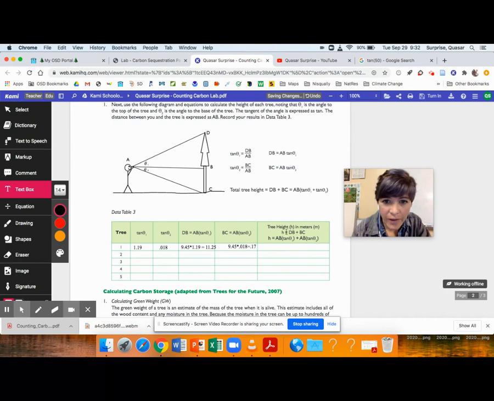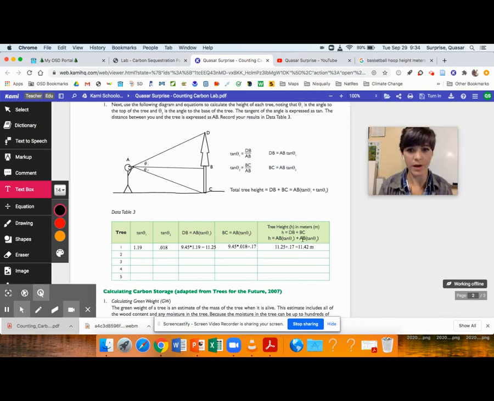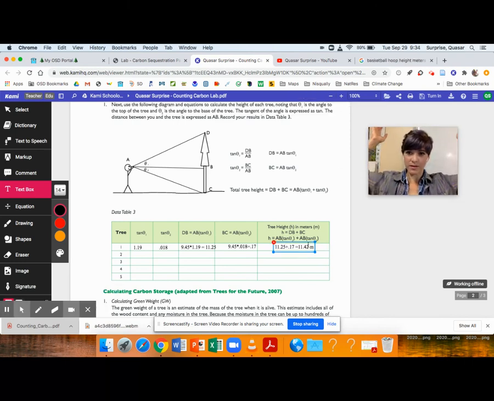And then I add those two together, so the total height of my tree equals dB, 11.25, plus BC, which is 0.17, equals my total height, which I should just be able to do in my head, but I'm just going to calculate it: 11.42 meters. And I'm going to double check that. Okay, so my tree, the tulip poplar, is 11.5 meters tall.